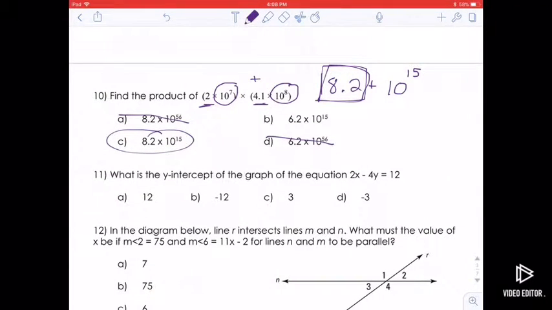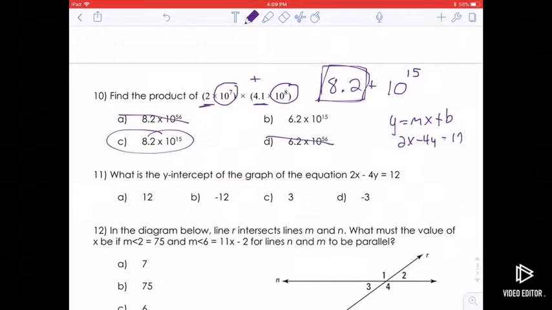What is the y-intercept of the graph of this equation? 2x minus 4y equals 12. And I have to get it into y equals mx plus b form before I could determine what the y-intercept is. So we have 2x minus 4y equals 12.